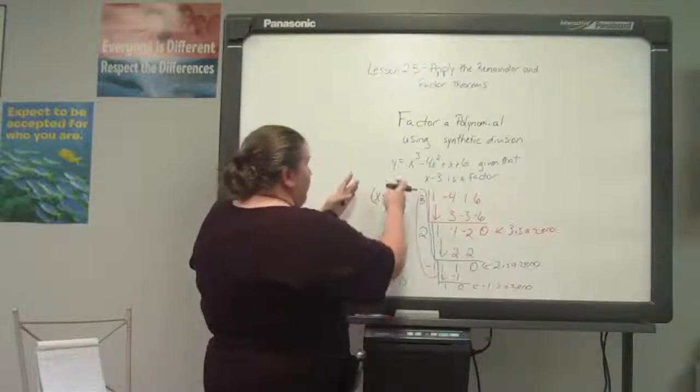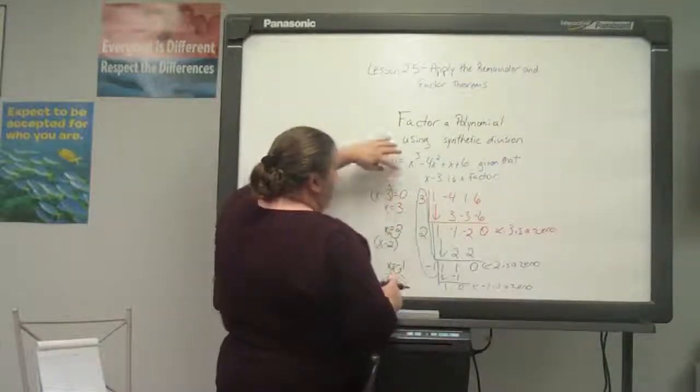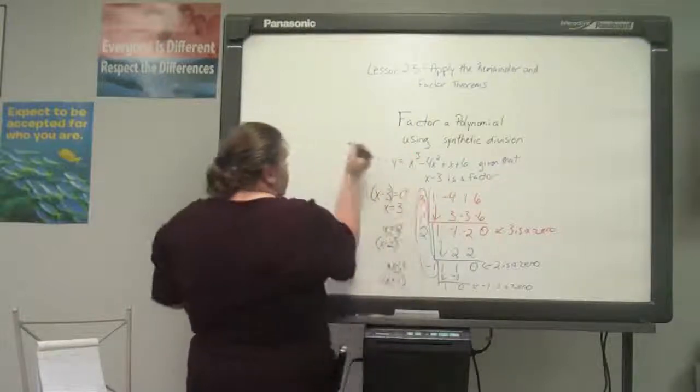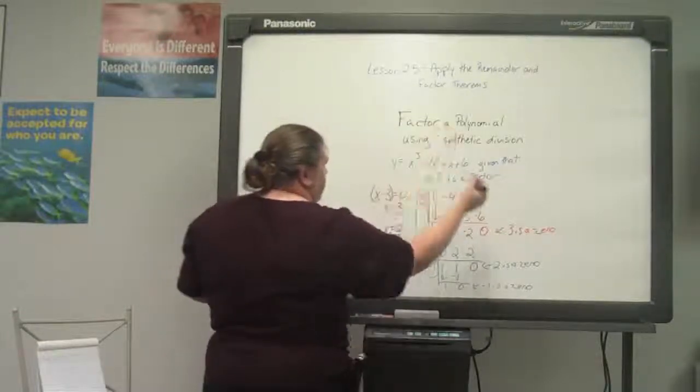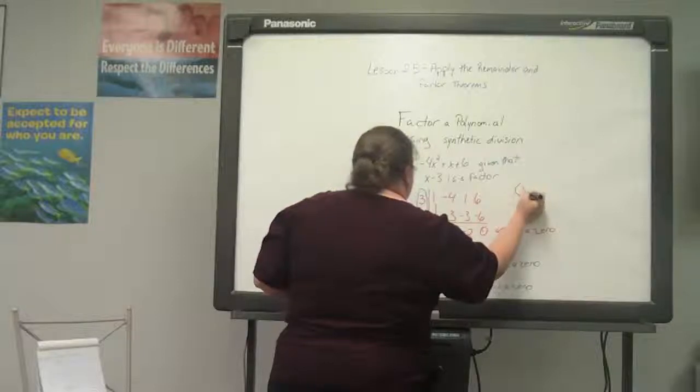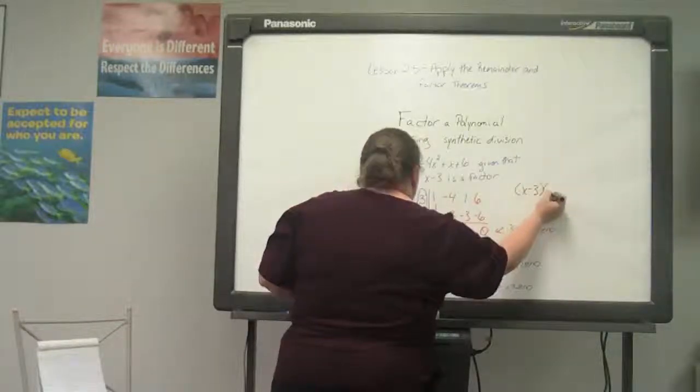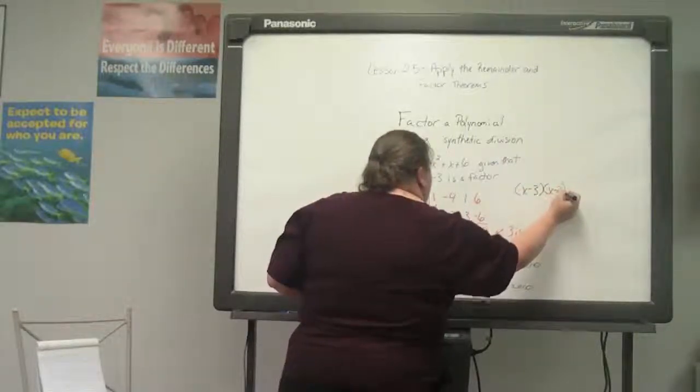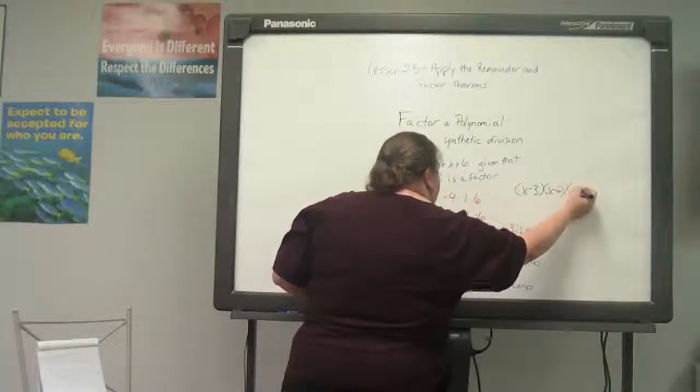And so the factors for this equation are x minus 3 times x minus 2 times x plus 1.